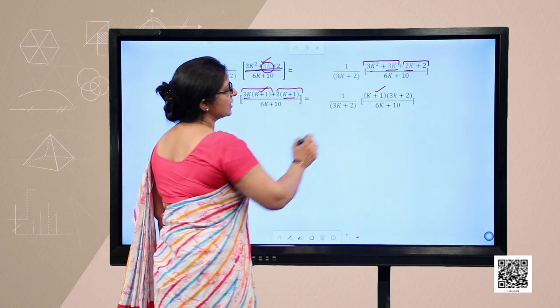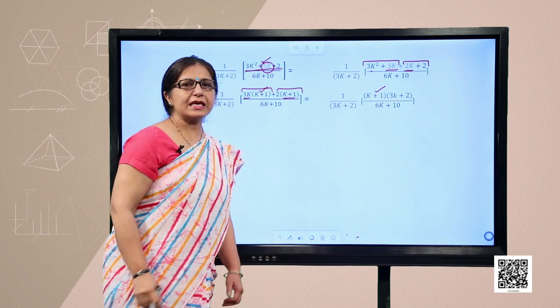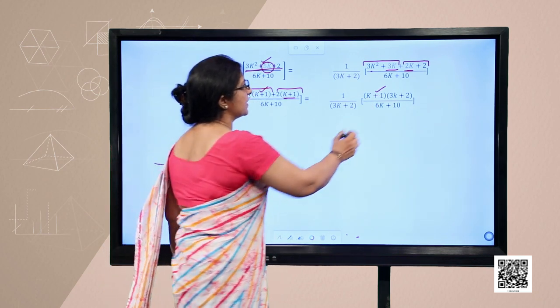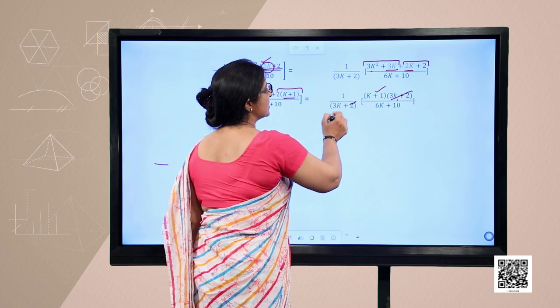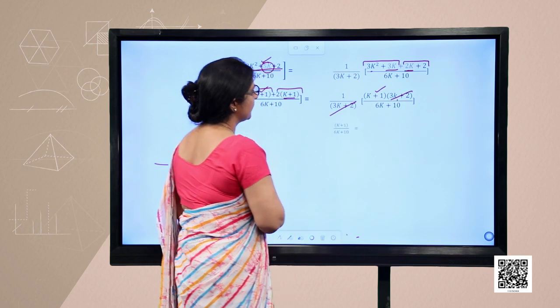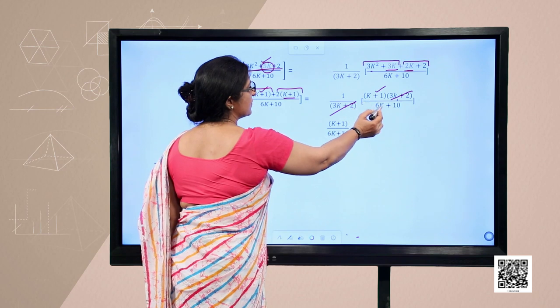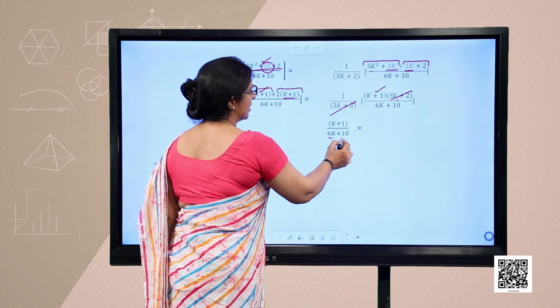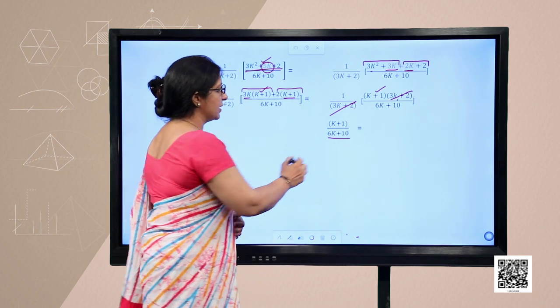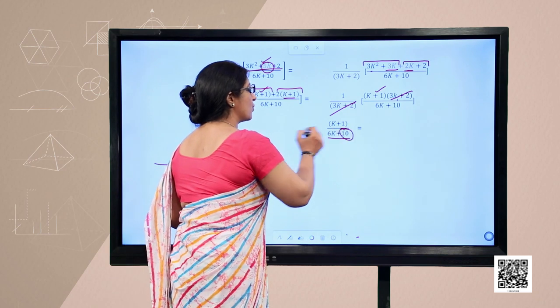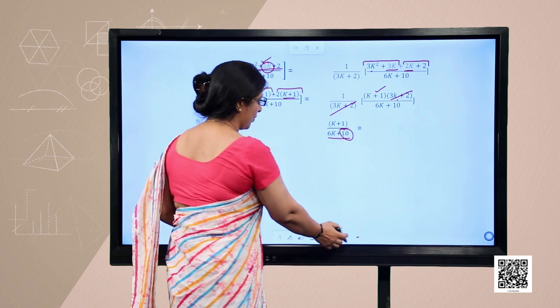As you can see in the numerator and denominator, 3k plus 2 is there, the same term is there. We can cancel out these two terms, and what do we get? We get k plus 1 upon 6k plus 10, which can be further broken. This 10 can be further broken into 6 plus 4 like this.